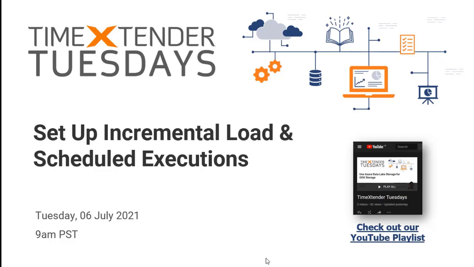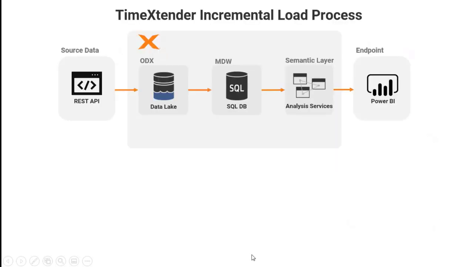All right, so just kind of jumping in here. Let's first define really what is an incremental load. So this is kind of the opposite of what a full load would be, basically grabbing all of the data and then bringing it forward through these different layers, the ODX, the MDW, semantic layer. That's really a full load. For performance reasons, though, we also have incremental load. This is basically looking at the delta, the change between two data sets.